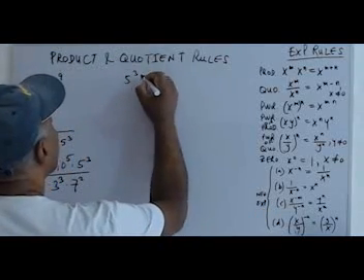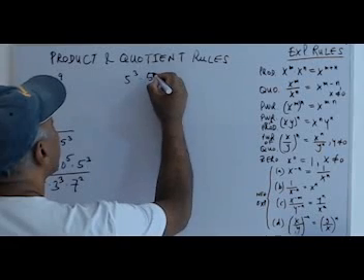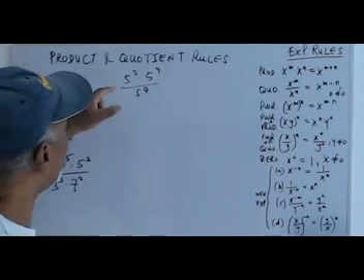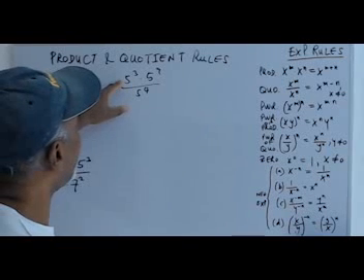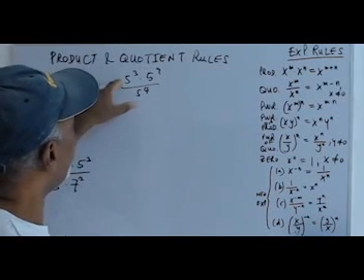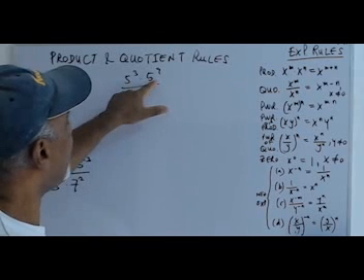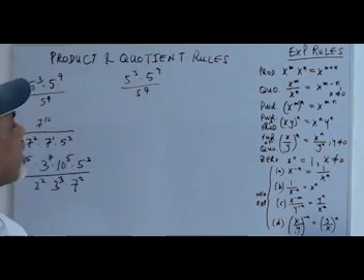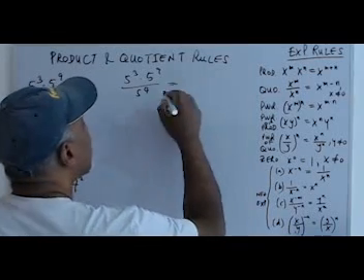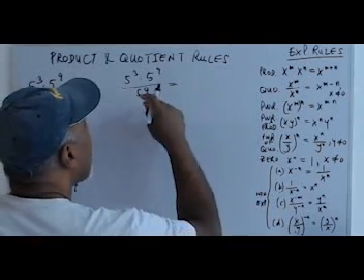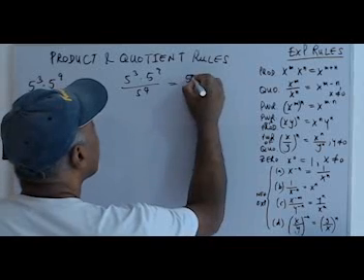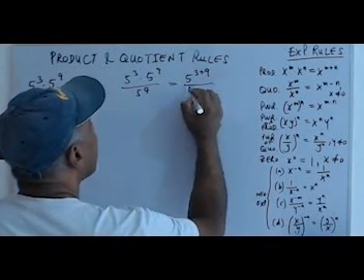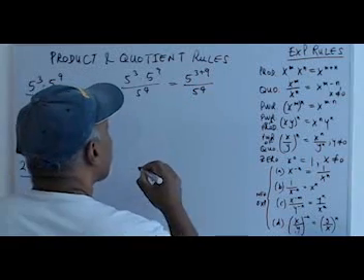So in this first problem, we have 5 to the third times 5 to the ninth divided by 5 to the fourth. Now, by definition, we can write this out as 5 times 5 times 5 multiplied by 9 factors of 5 in the numerator, and all of that is divided by 4 factors of 5. But instead, let's cut out a lot of the work and use the product rule and write this as 5 to the third plus 9 divided by 5 to the fourth.